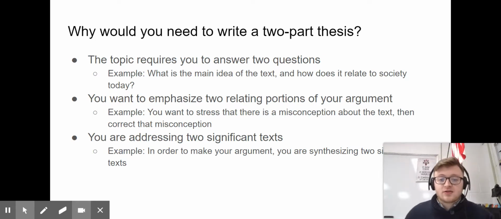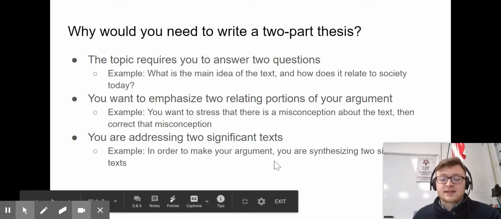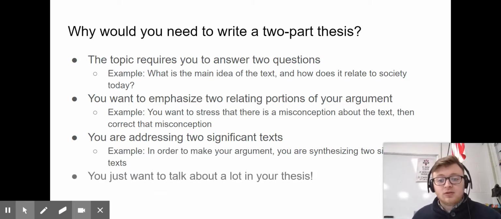You might also want to address two significant texts. You might have to make an argument that synthesizes information across two different texts. That might require you to do a two-part thesis too, one to talk about one text, one to talk about the other. Or you might just want to talk a lot in your thesis. That's okay too. Thesis statements should be one sentence, right?